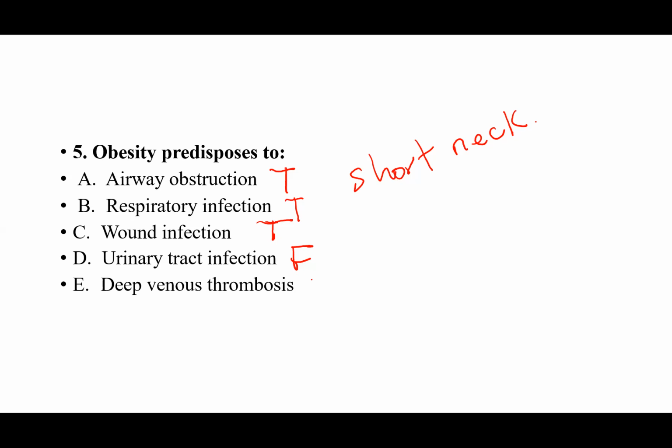DVT. True, sir. Why is it? Immobility. Decreased mobility, because of stasis. Okay, right.